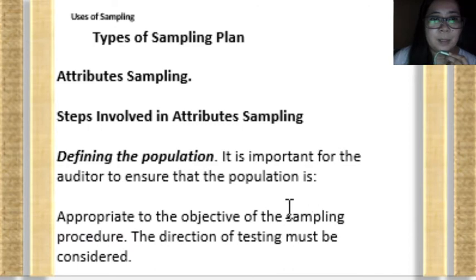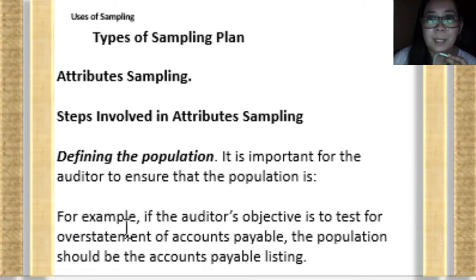Okay, so it is important for the auditor to ensure that the population is appropriate to the objective. And the direction of testing must be considered at the same time so that the result of the sample will be inferred properly to that population. For example, if the auditor's objective is to test for overstatement of accounts payable, the population, of course, should be accounts payable listing and should not include any other transactions not part of the payable.